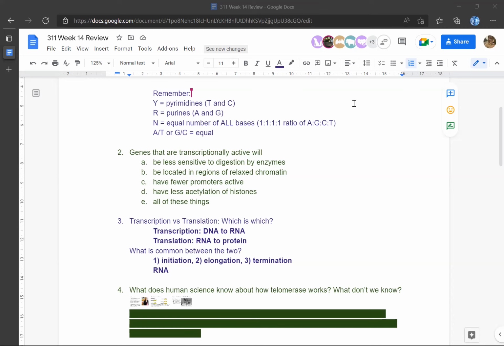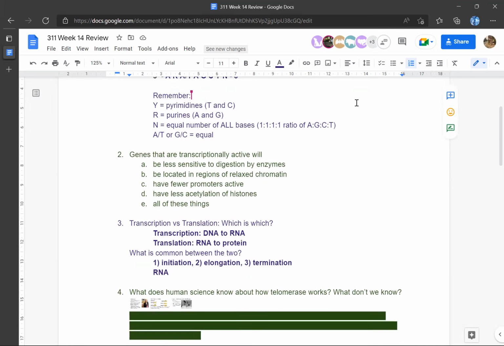Having fewer promoters active, that's kind of the opposite of what we need, because we know that promoters are what initiate transcription. And so if we are transcriptionally active, then obviously we are going to have many active promoters instead of few.